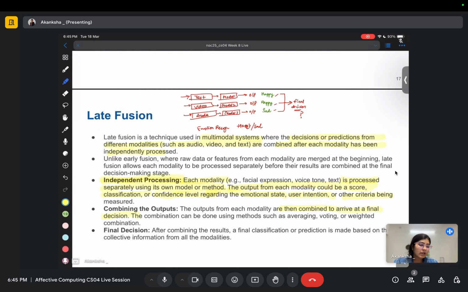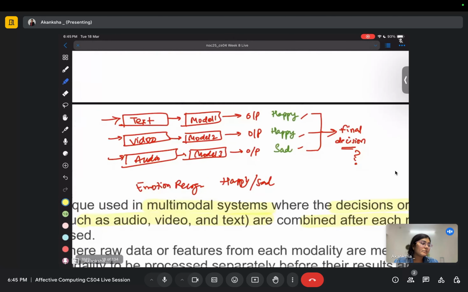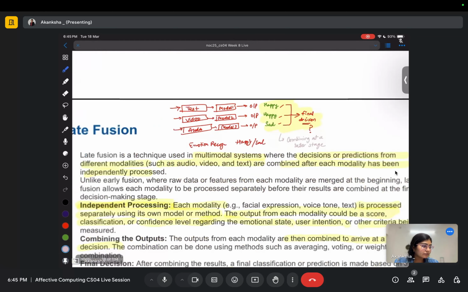This combination can be using averaging, voting, or weighted combination. We will just talk about it in a while. Now the final decision is based on collective information from all the modalities. So we are essentially combining, but at a later stage. So that is why we call it late fusion.